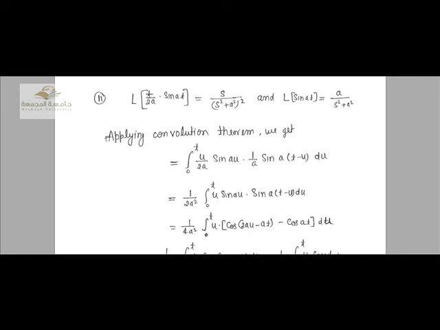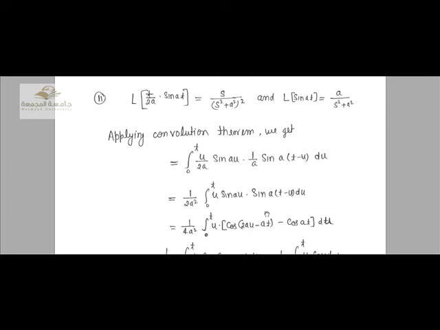Now we are going to solve another question. L of t over 2a sine a t is equal to s over (s square plus a square) whole square, and L of sine at is equal to a over s square plus a square. So applying the convolution theorem, we get the integral from 0 to t of u over 2a sine a u into 1 by a sine a(t minus u) du.